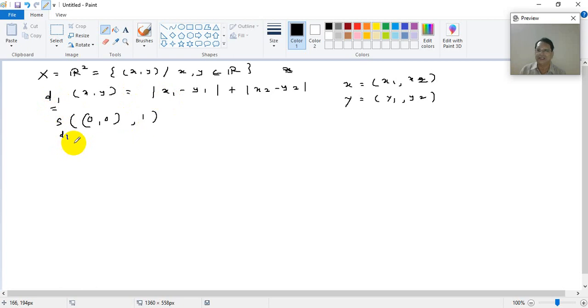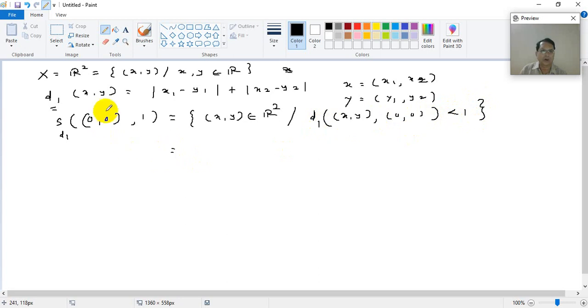If you are not mentioning it, it is nothing wrong, because we are solving this problem using this metric. But for perfectness you can write D1. Now what is this? This is equal to the set of points (x, y) belonging to R2 such that the distance between (x, y) and (0, 0), now this distance must be d1, less than 1.